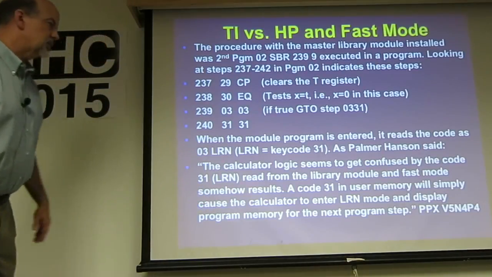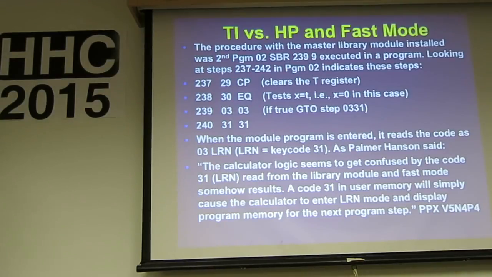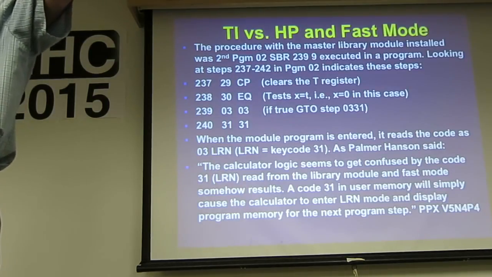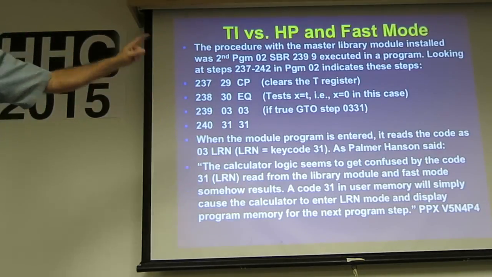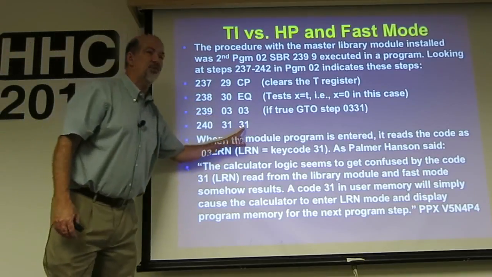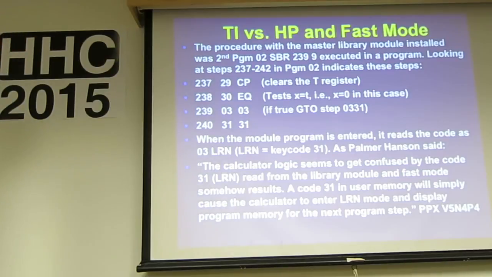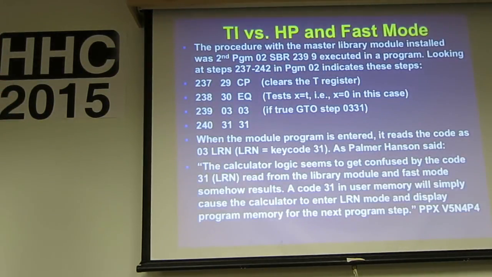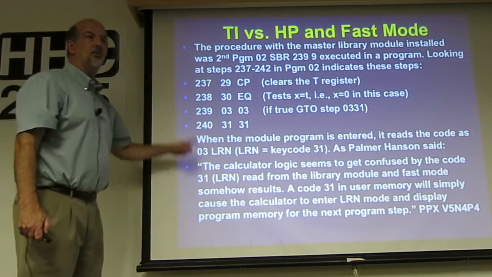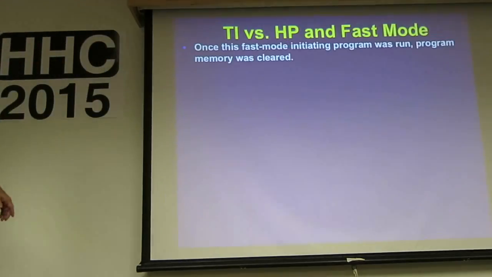A code 31 in user memory, if you try that on your own in a user program, simply stops program execution and displays the program step. It hits learn on the keyboard. But in a library module, if you could find a 31, you had it made, because you could trick it into fast mode. And that came from the PPX Exchange article that Palmer wrote. He was the one that wrote the article which said this to the world.